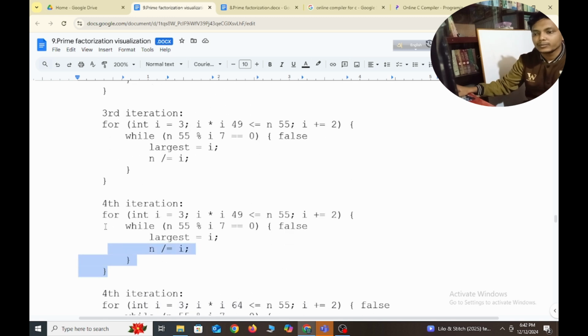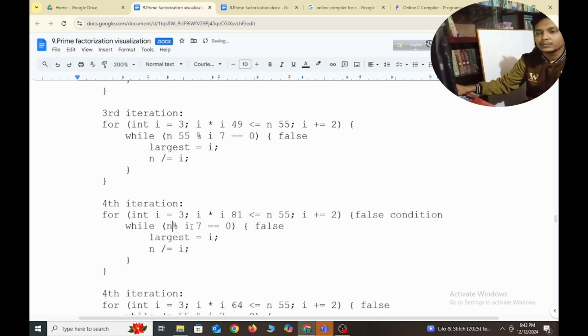So if we take another iteration, then it would be 9. 9 into 9 would be 81, right? So when it's 81, it's far beyond 55. So here it would be false. False condition, right, guys? So we can't come into this while loop, right? So we need to erase these things.